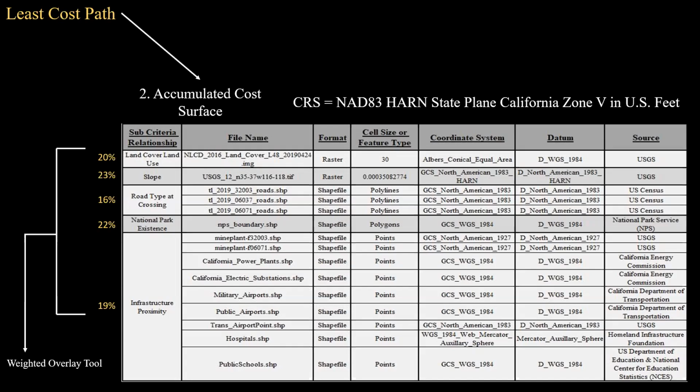The vector files are converted to raster format, and all subcriteria data are reclassified to form individual cost surfaces on a 1 to 5 low cost to high cost scale. The land cover land use data is reclassified based on its NLCD classification, the slope by its percent rise, roads by their type, national parks by whether they exist or not, and finally, infrastructure proximity, which is reclassified by a series of buffer ring distances around the cell that represents its location.